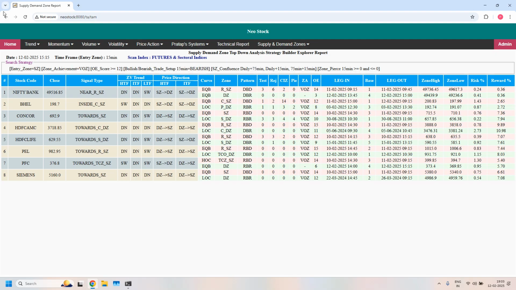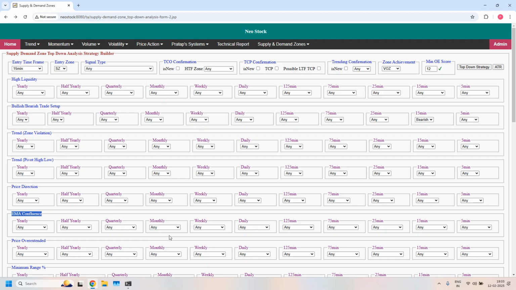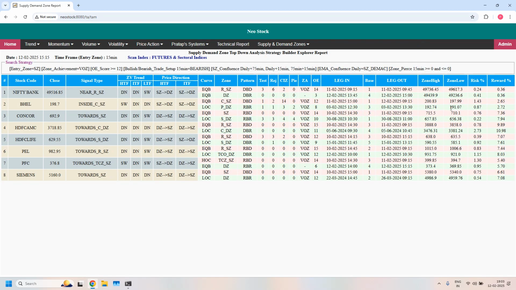Let us identify. So in the EMA confluence at a daily time frame, this is HTF time frame. So I am checking daily supply zone having daily EMA confluence or not. So with this filter, we got 8 stocks. All these 8 stocks, these daily zones are having daily EMA confluence. Okay. So this is about bearish trade setup for daily income trade.